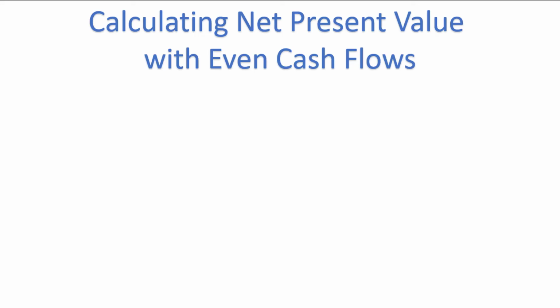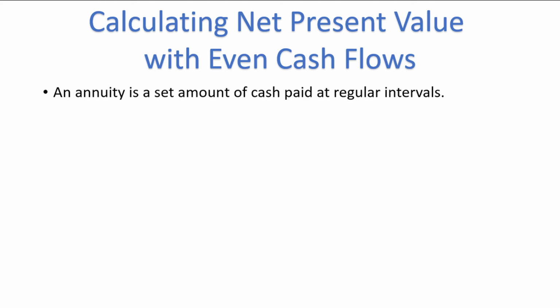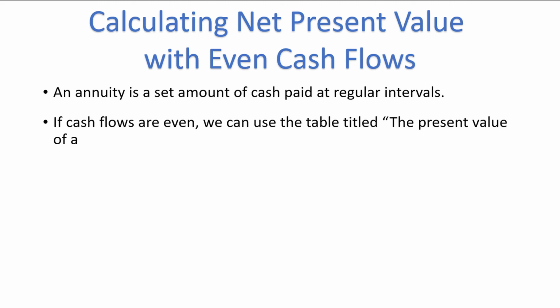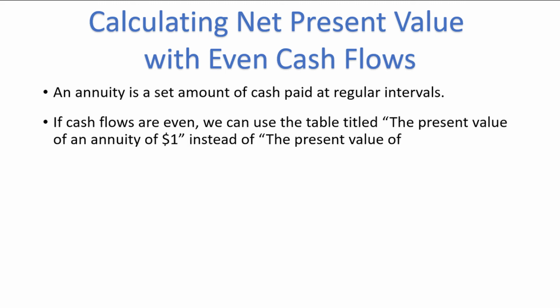Now, there's a little bit easier way to calculate the net present value if the investment provides even cash flows each year, as ours does. The method I showed is the long way, which works for all problems when cash flow is either even or uneven. When cash flows are even, we call the stream of cash flows an annuity, which is defined as a set amount of cash paid at regular intervals. We can use the table titled The Present Value of an Annuity of $1 instead of the present value of $1. Our $25,000 cash payments are an example of an annuity because they happen once a year for 5 years, and it's the same amount each year.